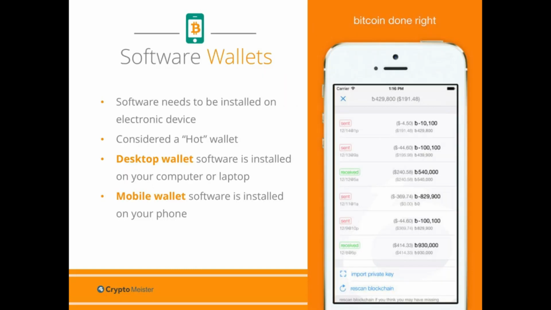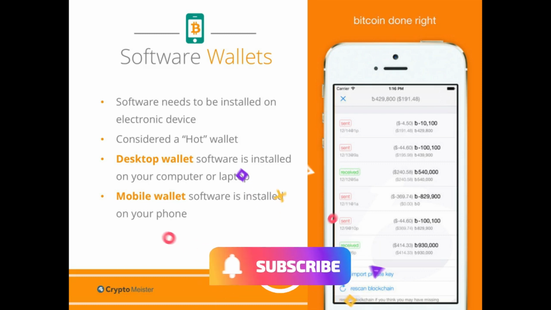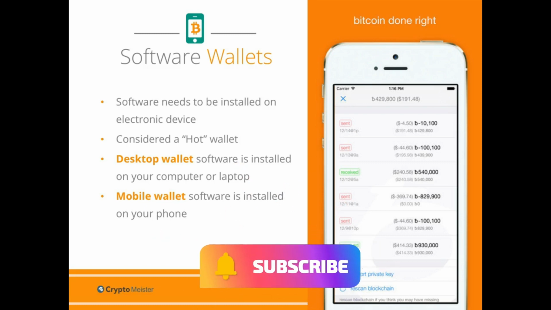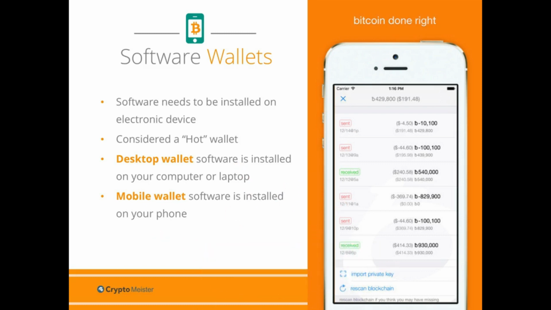Software wallets basically mean that wallet software needs to be installed on your computer or mobile device. Software wallets are the most common type of wallet and are considered to be hot wallets. In this scenario, the software will store your private key directly onto a device. There are differences and similarities between desktop and mobile options.